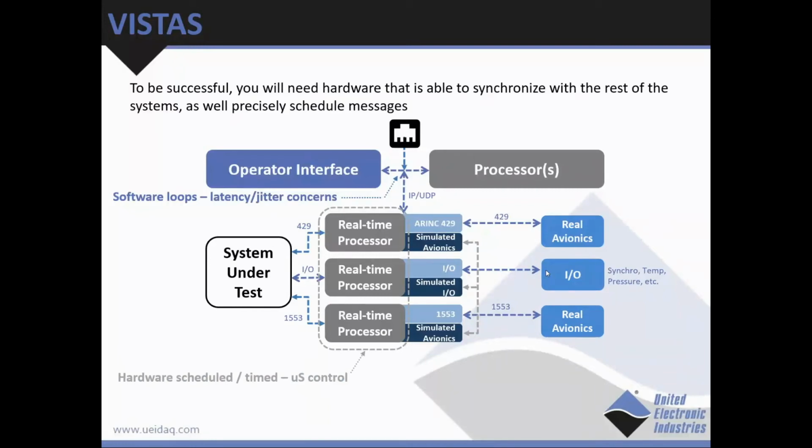Avionics are typically more sensitive to schedule than message content. Stale messages may be okay for one cycle. This is a perfect match for hardware-based message handling.